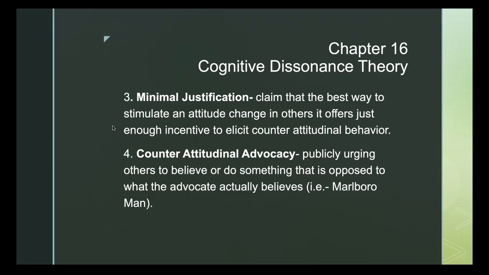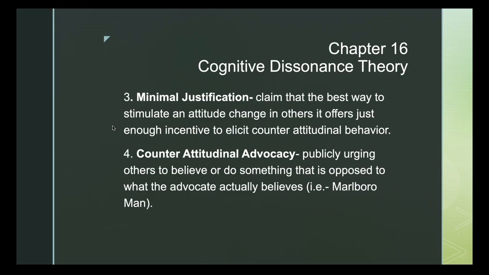And that's the same idea with minimal justification. This claim that the best way to stimulate an attitude change in others is to offer just enough incentive is kind of starting with something small, not just going to something really big. You start small to try to change that attitude, whatever it is that you're talking about. We'll talk at the end here about the $20 experiment conducted by Festinger that talks about this minimal justification as well.